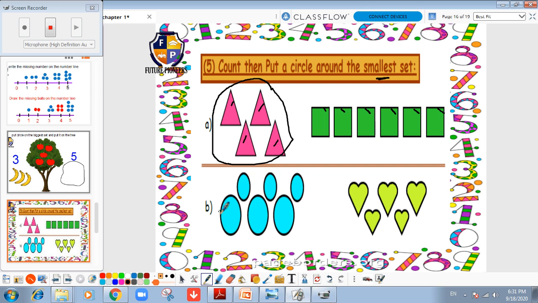Number B, how many circles do I have here? 1, 2, 3, 4, 5, 6 circles. And here 1, 2, 3, 4, 5 hearts. Which is smaller, 5 or 6? Excellent, 5 is smaller than 6. So I will put a circle around the smallest set. Great job.